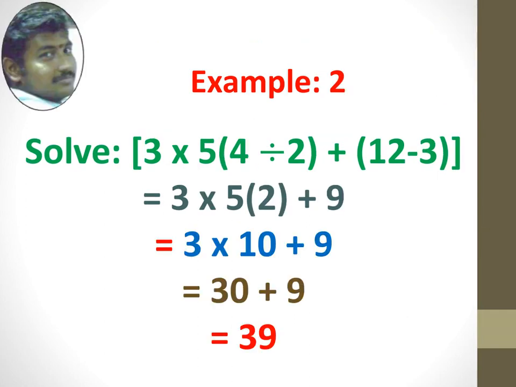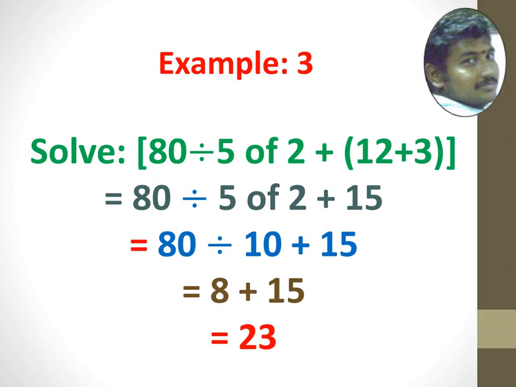3 into (5 times 4 divided by 2) plus (12 minus 3). Inside the bracket you solve first. So 4 divided by 2 is 2. 12 minus 3 is 9. Okay. Then 5 into 2. The symbol is there, means 5 into 2. 5 into 2 is 10. Then multiply again, 3 into 10, 30. 30 plus 9, 39.